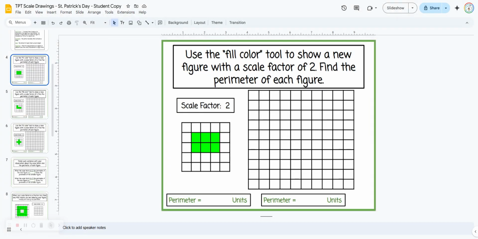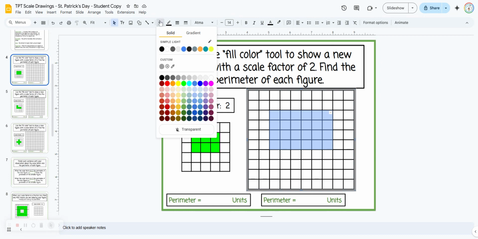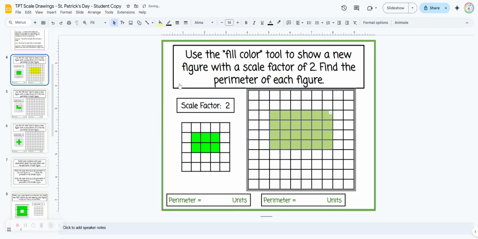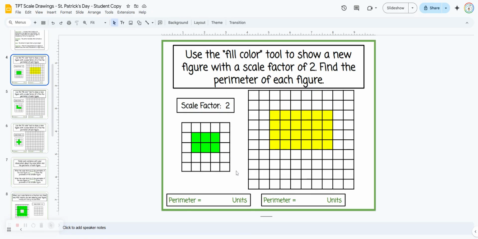So to do that, they're just going to click and hold one of the squares that they want to color in. Click and hold, and then they can scroll across till they have 6 by 4. And then once it's shaded in, they can come up here to the fill color feature, and they can choose any color they like. So this is the same shape, but a larger size by 2.